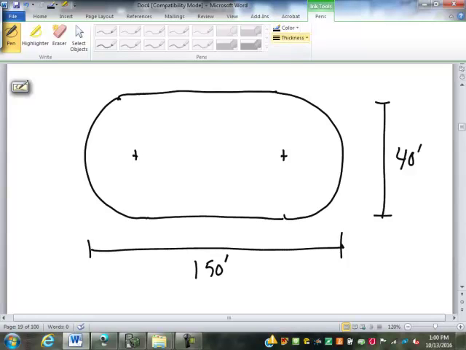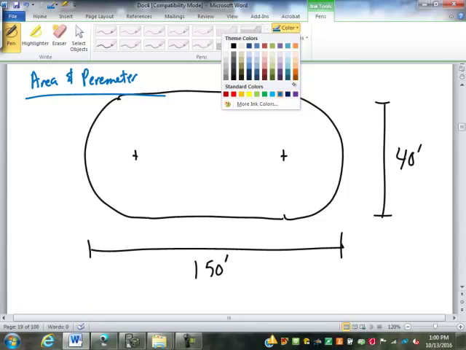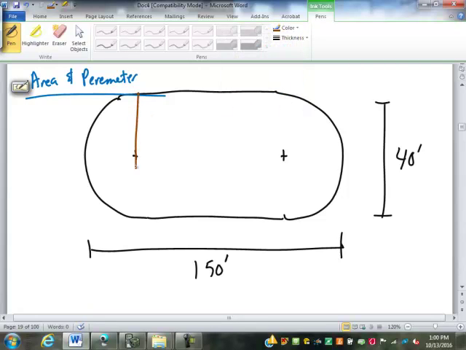Let's take a look at an example here quick. For this one, if I asked you to find the area and perimeter for this, they would both be very, very similar. What I have is a rectangle in the middle with a half circle on each end.